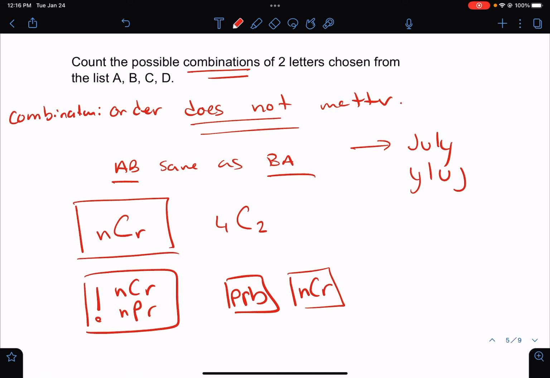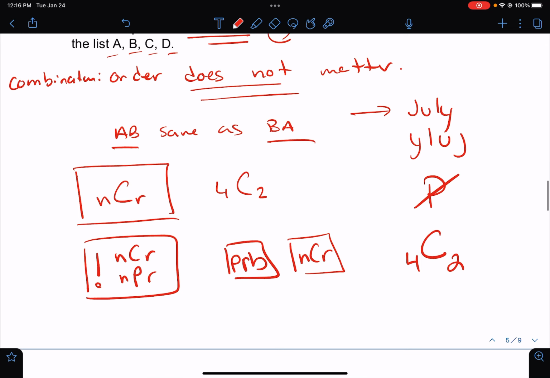So in this problem, it says count the possible combinations of two letters chosen from the list A, B, C, D. When I look at this problem, I'm using combination. So instead of a P, I'm going to use the letter C. The first number I need is how many total letters are there? Well, there's A, B, C, D. So there's 4 total letters, and I'm only choosing 2 of them. So that's going to be my R. That comes after the C. So on my calculator, I would put 4, and then I would find that NCR button, and then I would put a 2 and hit enter.